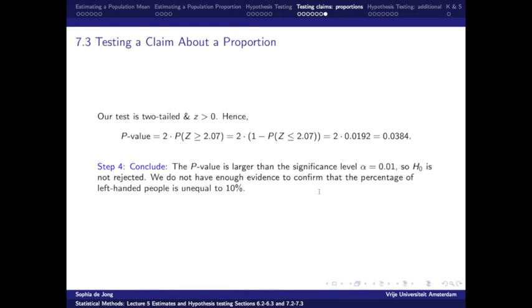Be careful, you cannot conclude that the null hypothesis is true. You do not say that we now have proof that the percentage of left-handed people is equal to 10%. That's not the conclusion of a hypothesis test. The conclusion is either we reject the null hypothesis and therefore the alternative hypothesis is true, or we do not reject the null hypothesis. Note that if our significance level would have been 5%, then we would have rejected the null hypothesis.